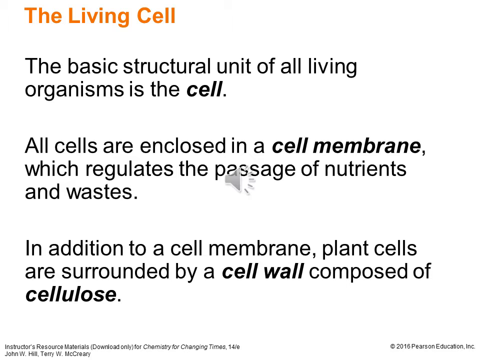And therefore, if we examine the cell, we'll note that cells are enclosed in a cell membrane, and that membrane selectively regulates the passage of nutrients and waste. And in addition to the cell membrane in all cells, plant cells also have a cell wall composed of cellulose. One of our learning objectives was to distinguish between cellulose and starch, and we'll do so momentarily.